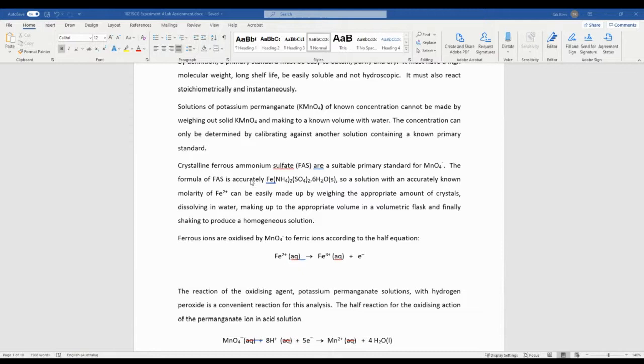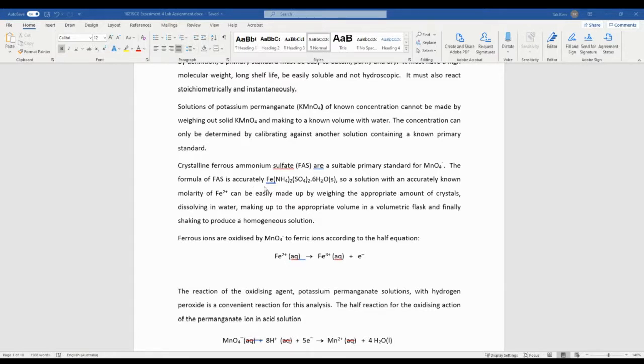And then you do the titration, and once you find the correct amount of titer, you should be able to find the molarity of the first one, which is potassium permanganate. And once you find the exact molarity of potassium permanganate, using the molarity from your first experiment, you move on to the second experiment to find the molarity of hydrogen peroxide.